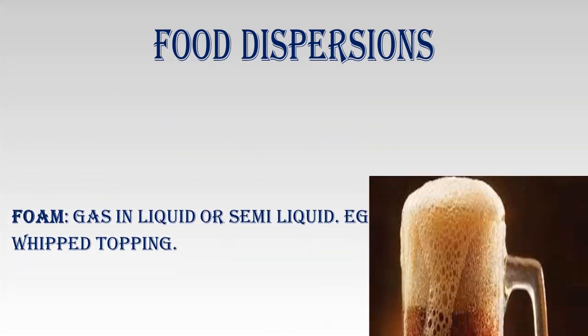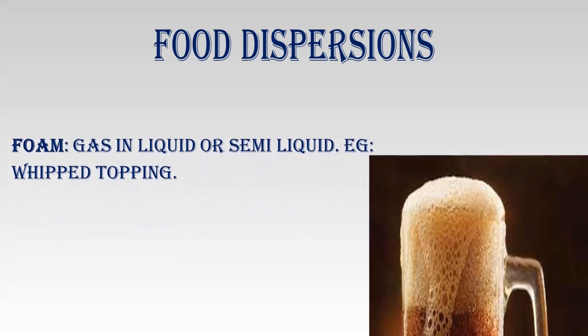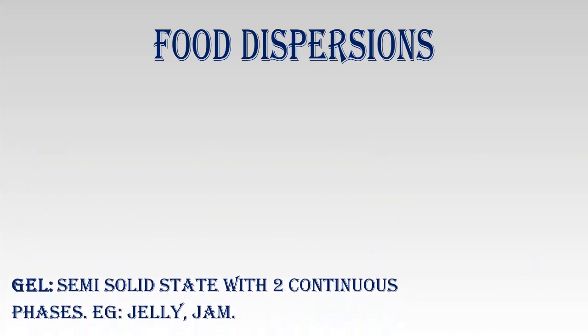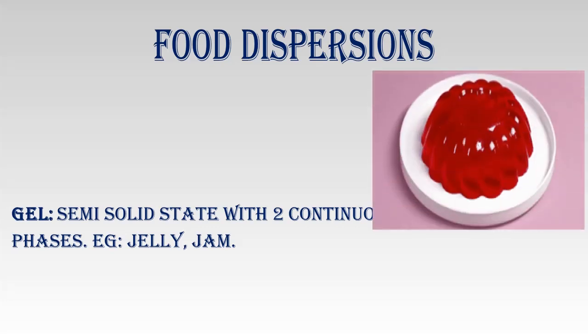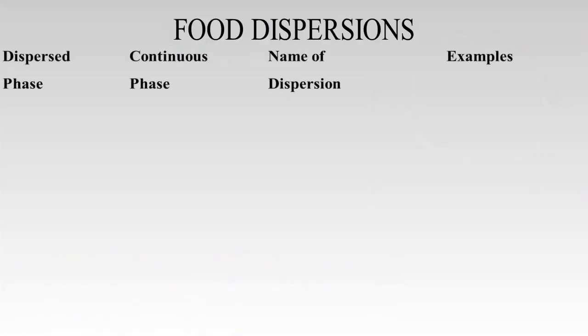Foam: gas is dispersed in liquid or semi-liquid. It requires a third component possessing protective or stabilizing properties to maintain the dispersion. Example: whipped topping. Gel: semi-solid state with two continuous phases. A continuous phase of interconnected particles and or macromolecules intermingled with a continuous liquid phase such as water. Example: jelly, jam. This table shows the different types of dispersion.